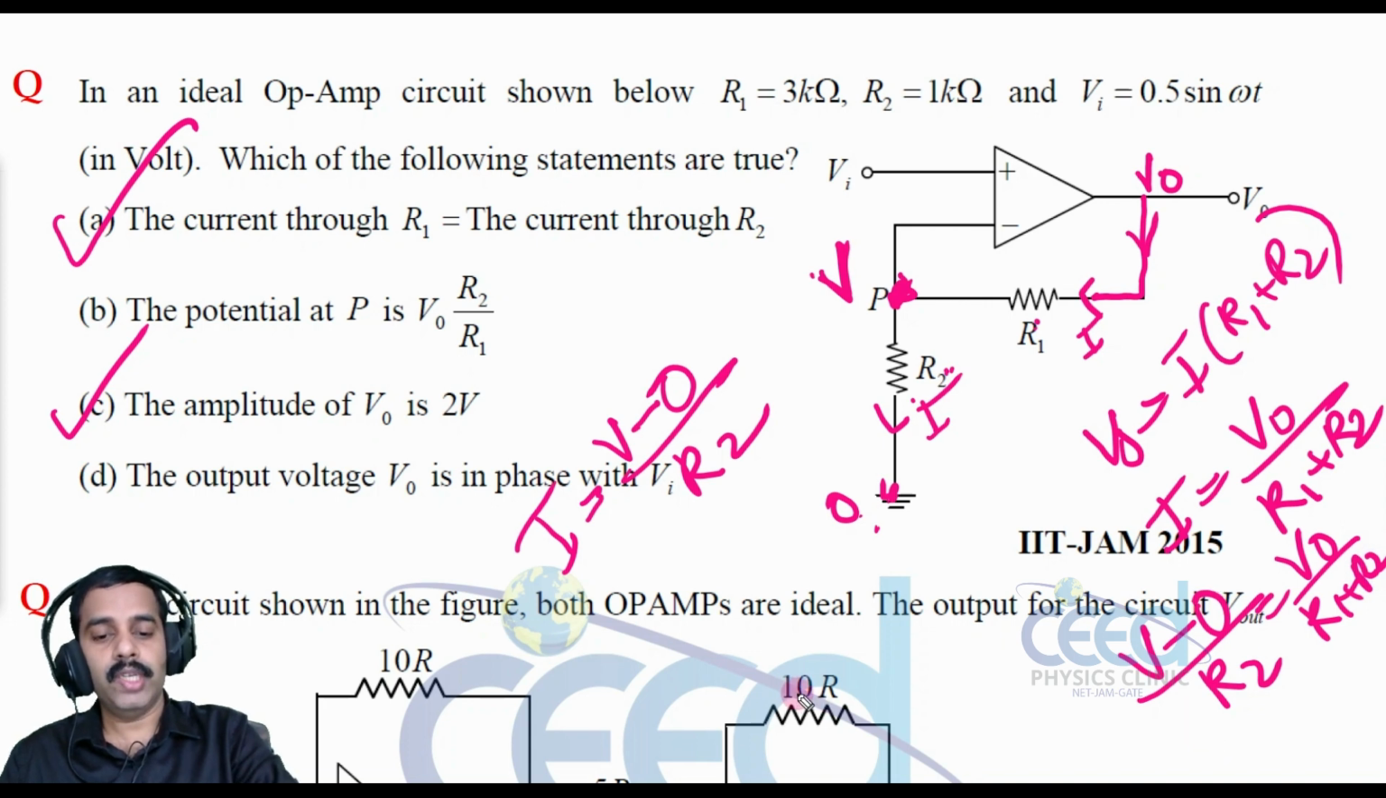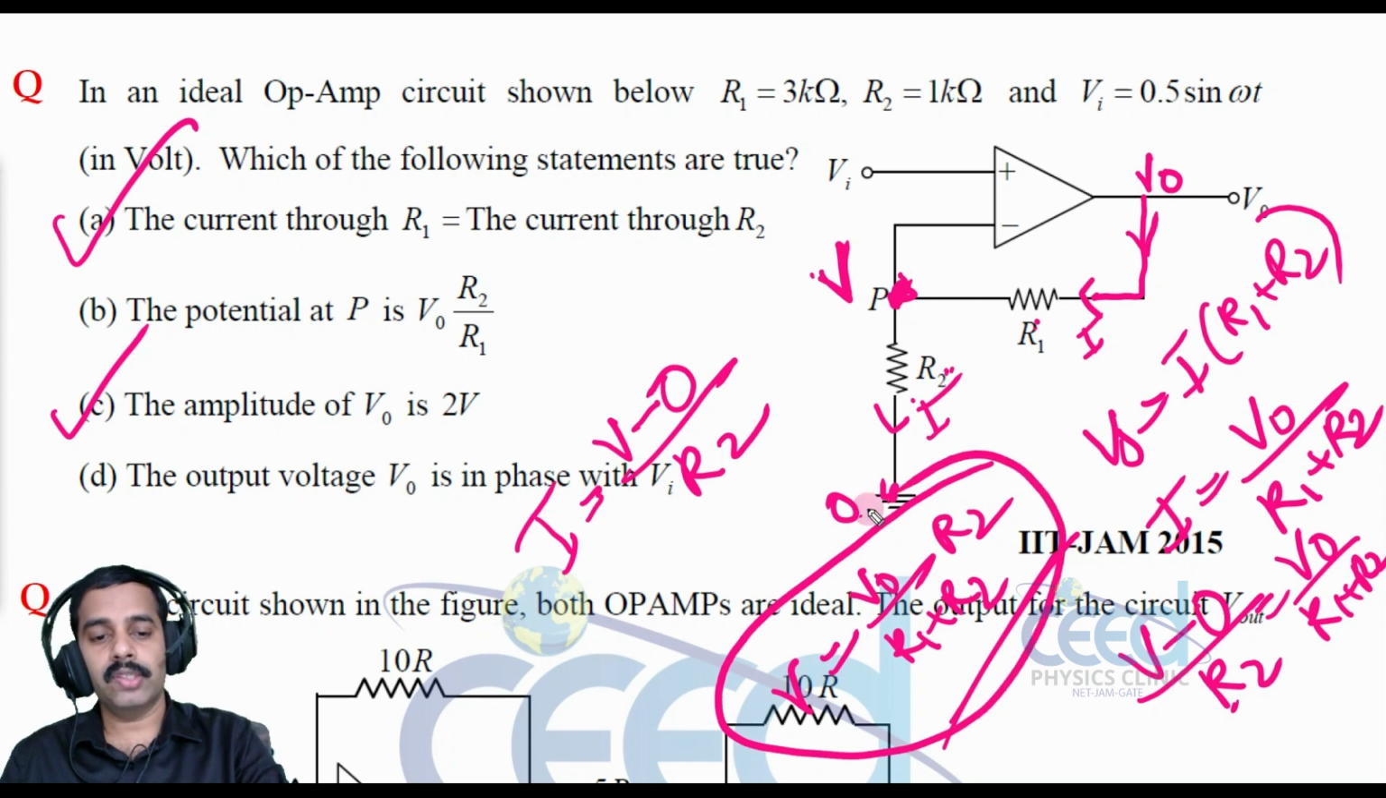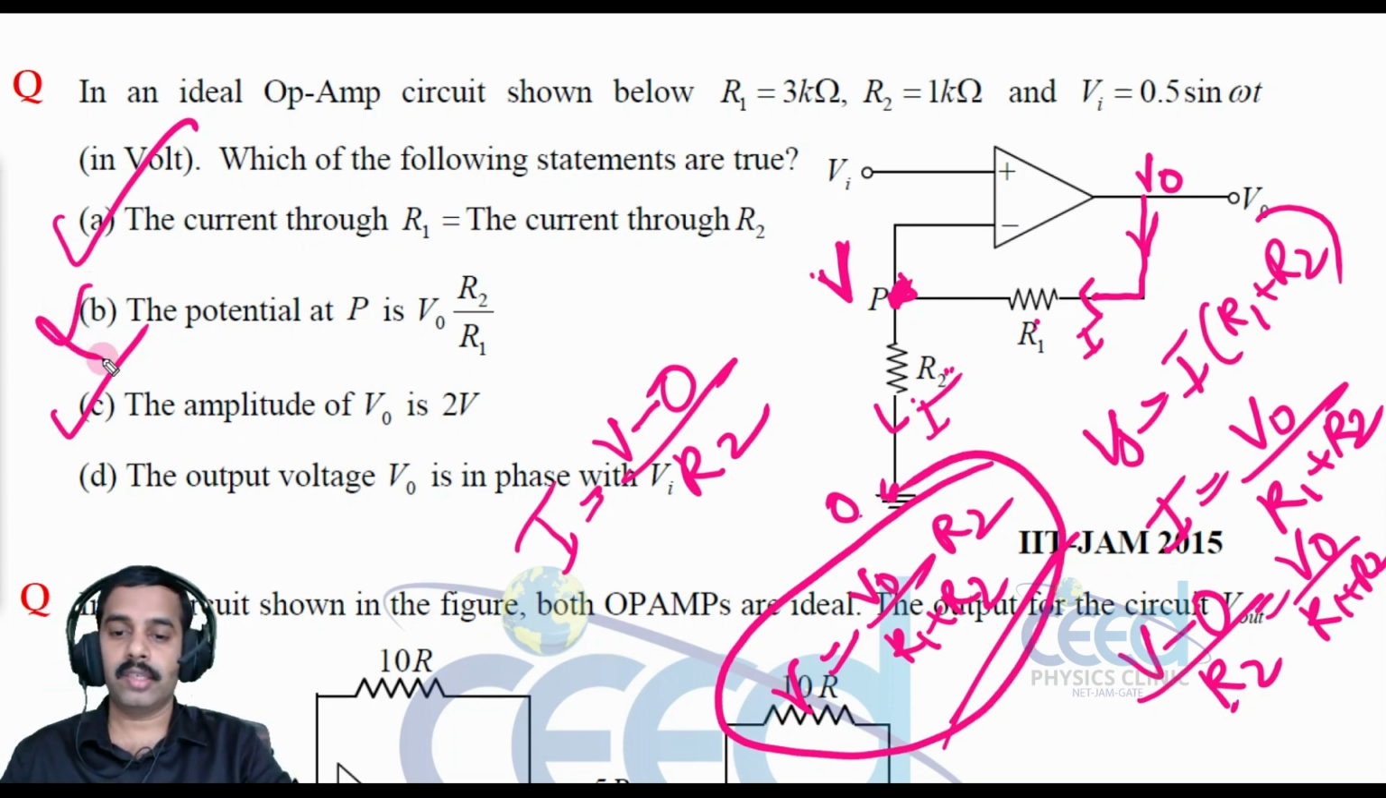So then what is V? V is equal to V0 divided by R1 plus R2 into R2, right? But it is given that V0 R2 by R1. So the potential at the point P is this. So this statement is incorrect.